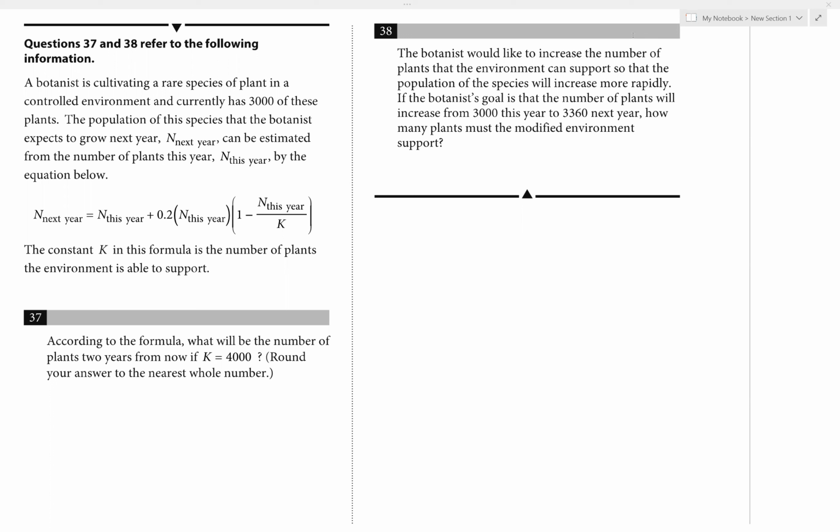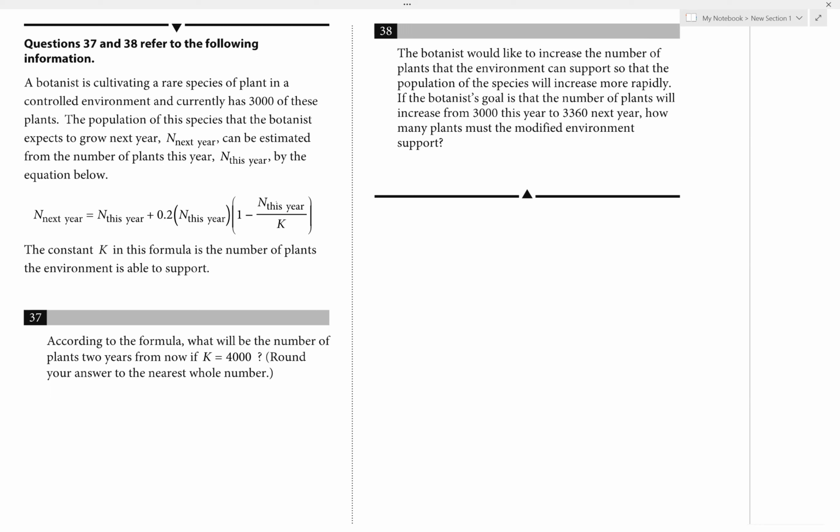The constant K in this formula is the number of plants the environment is able to support. So that's the K value right there. Number 37: according to the formula, what will be the number of plants 2 years from now if K equals 4,000? We answer to the nearest whole number.